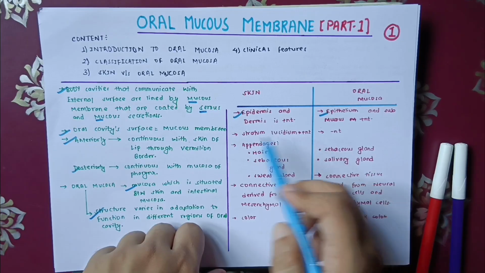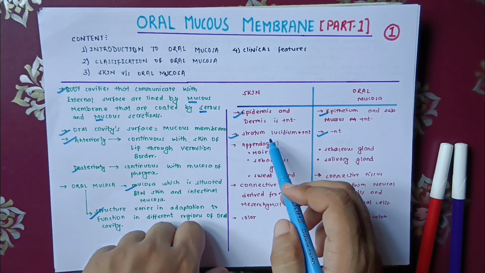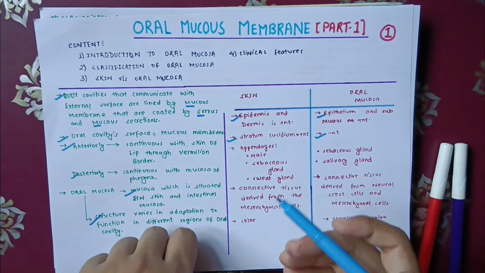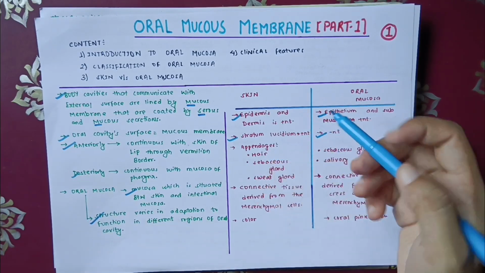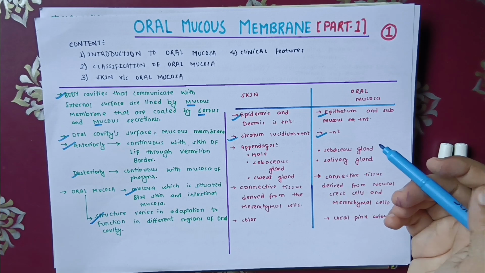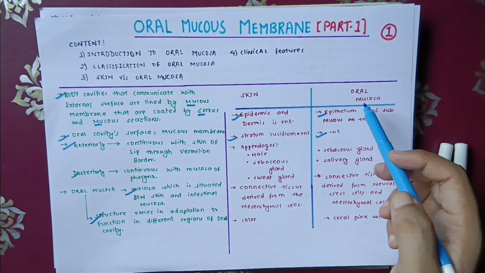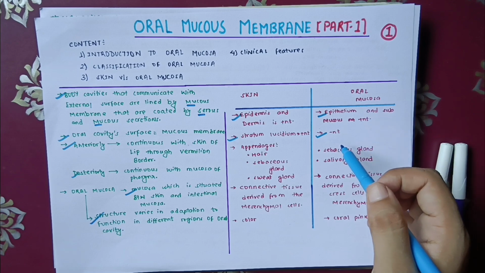In another point, stratum lucidum is present in the skin, but it is absent here. This also comes under the epithelial portion. In the epithelium we have different layers, and stratum lucidum is one of the layers present in the epithelium. So this stratum lucidum is present in the skin and it is absent in the oral mucosa.